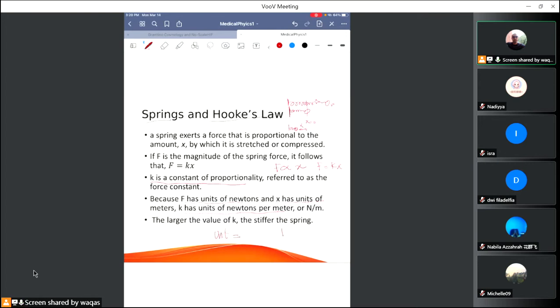So the unit of k: we have F equal to kx, so k equals F over x. F is in newtons and distance is in meters, so k has a unit of newton per meter. If k has a large value, then the spring is very stiff. If k has a small value, then the spring is very elastic.